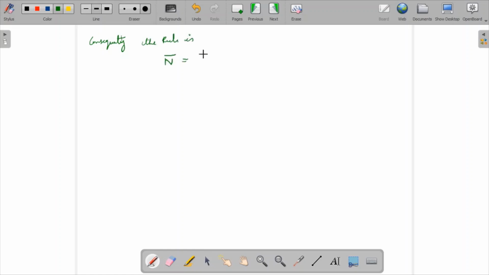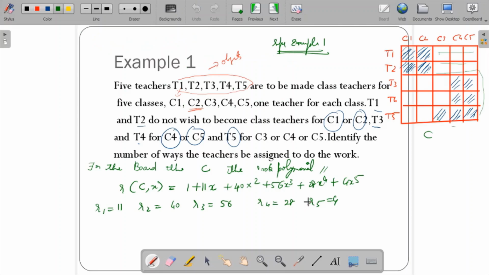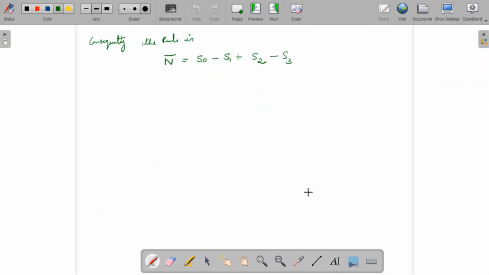So n bar is equal to S0 minus S1, plus S2 minus S3, plus S4 minus S5. S1 involves R1, S2 involves R2, S3 involves R3, and so on up to R4 and R5. So this is the formula we have to calculate.